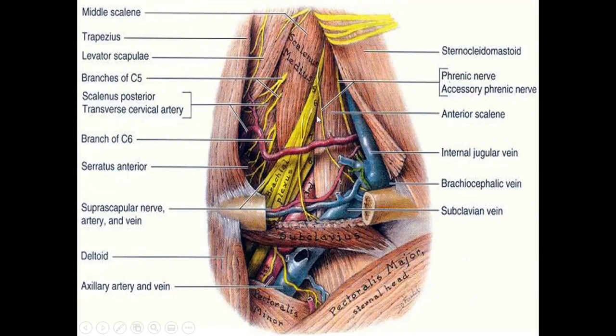Now it is the supraclavicular part of the brachial plexus. You can see the scalene muscles. So these are the branches to the scalene muscle. So this is the serratus anterior. These are the branches to the serratus anterior. And this is the dorsal scapular nerve. So these branches are given in the neck from the roots.